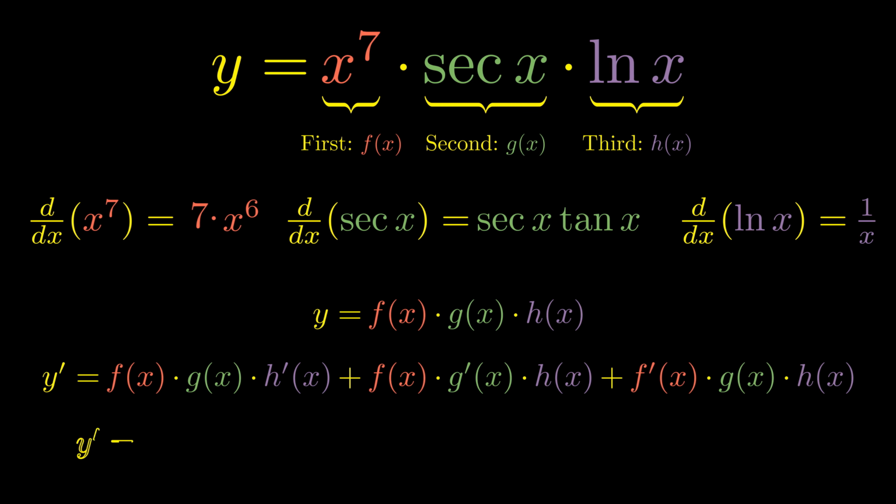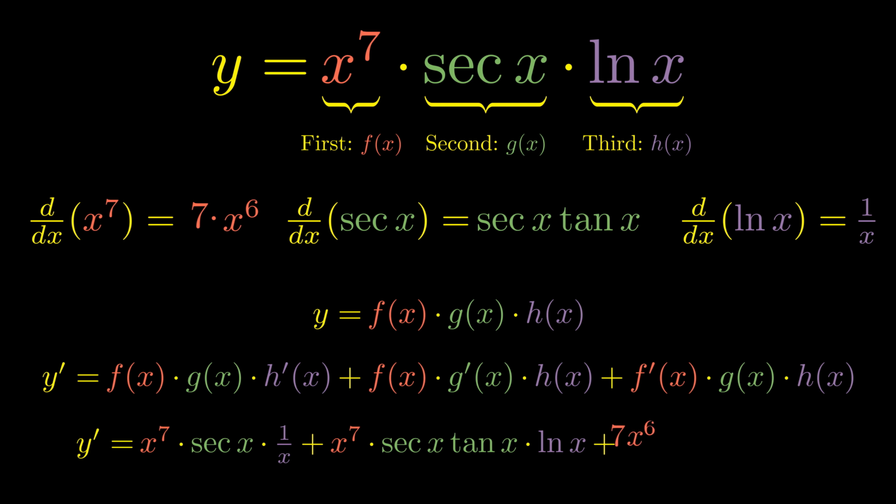Now we just need to maneuver around the pieces of this puzzle for the answer. Our final solution will be first, which is x to the 7th, times the second, which is secant x, then derivative of the third, which we memorized to be 1 over x. A third of the way done, we next have the first function, which is still x to the 7th, times the derivative of the second, which is secant x tangent x, times the third function, ln of x. And we conclude with the derivative of the first, 7x to the 6th from the power rule, the second function, secant x, and we copy down the third function of ln of x.